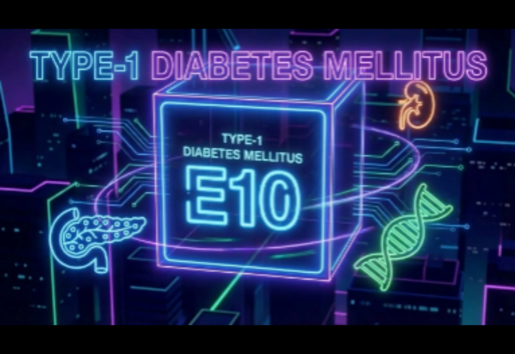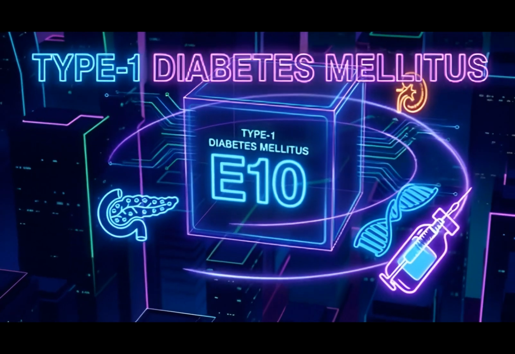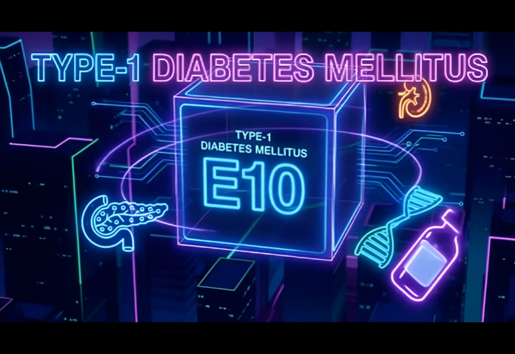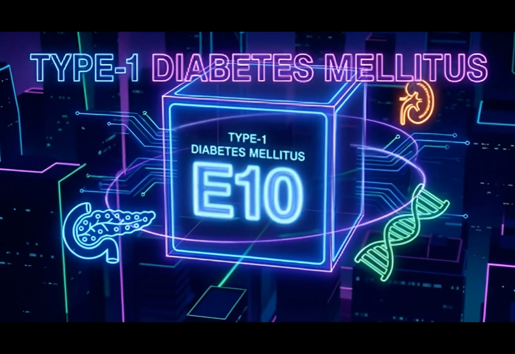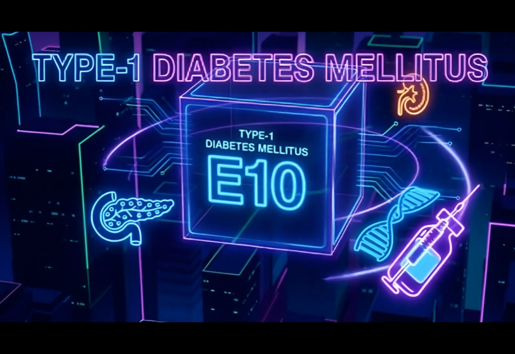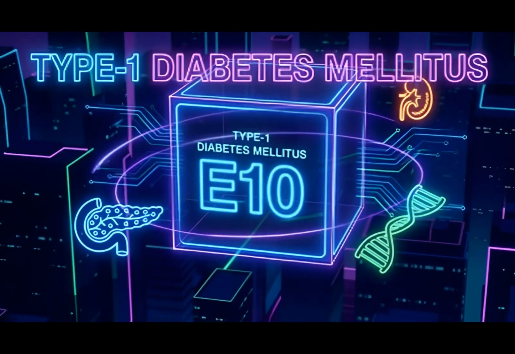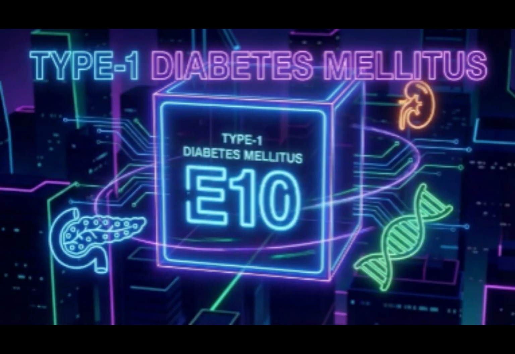Now, let's begin with type 1 diabetes mellitus, coded under E10 in ICD-10-CM. Type 1 diabetes is an autoimmune condition in which the body attacks and destroys the insulin-producing beta cells in the pancreas. As a result, the patient has absolute insulin deficiency, meaning they cannot survive without lifelong insulin therapy. This type of diabetes is most commonly diagnosed in childhood or adolescence.